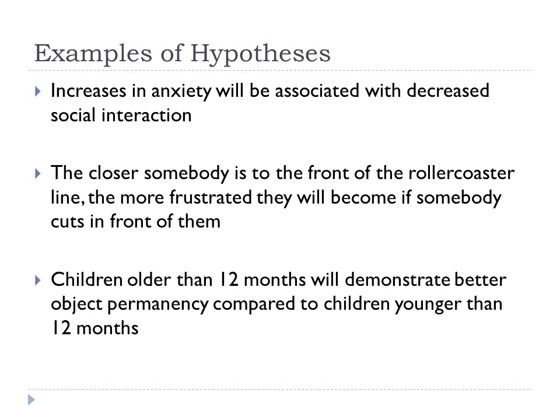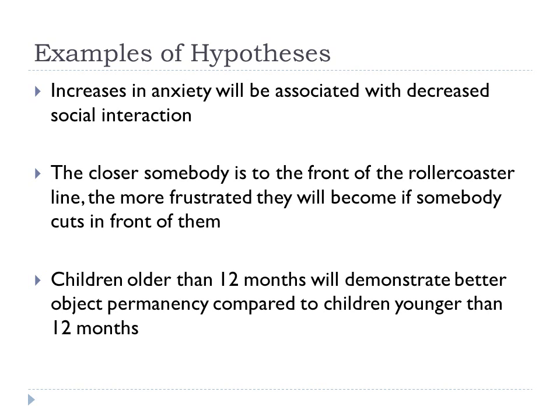Final example of a hypothesis: children older than 12 months old will demonstrate better object permanency compared to children younger than 12 months old. Object permanency is the awareness that when an object disappears, when it's out of sight, it actually still exists. So this is a phenomenon that's studied often in developmental psychology.